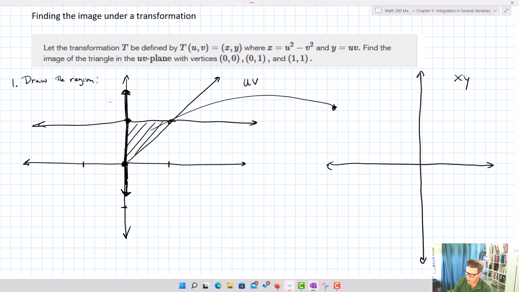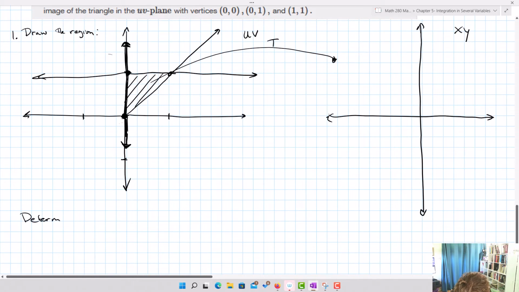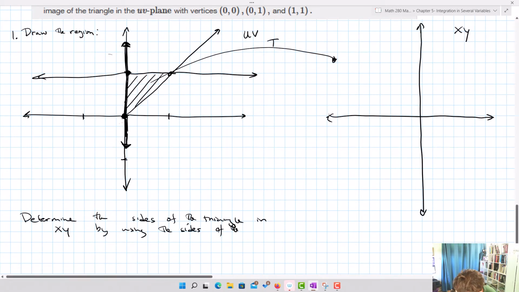Why is that so important? That's so important because we are going to determine the sides of the triangle in XY by using the sides of the triangle in UV. Let me explain what that kind of means. What we're going to look at.